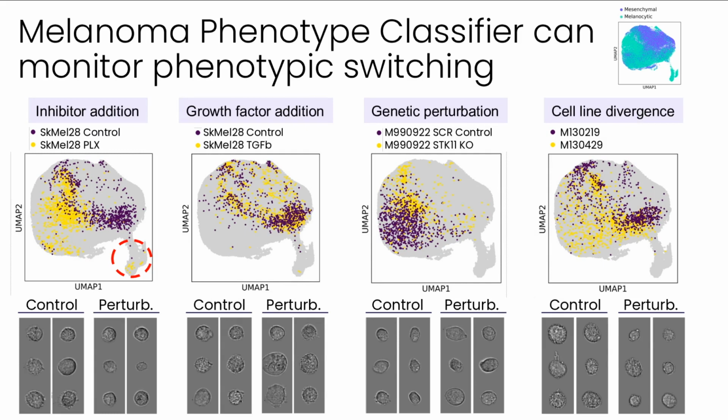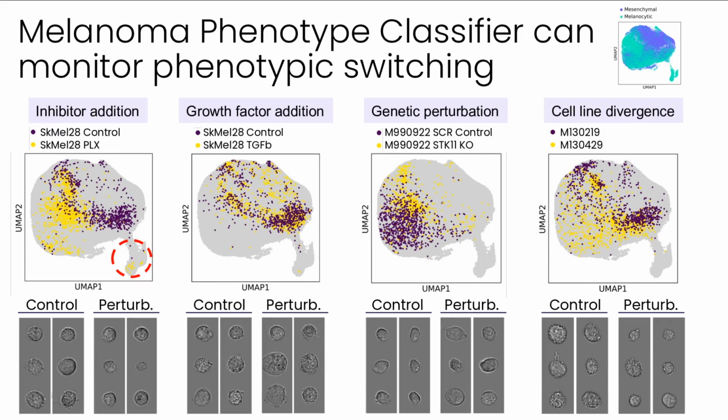But then we went further also to try different types of perturbations. So I've mentioned to you before that, for example, TGF-beta is introducing an epithelial to mesenchymal transition in melanoma cells, which is basically a shift from a melanocytic towards the mesenchymal phenotype. And this is what you can see here also in the morphometrics, that these control cells are shifting from a more melanocytic phenotype to a more mesenchymal phenotype here on the top right.